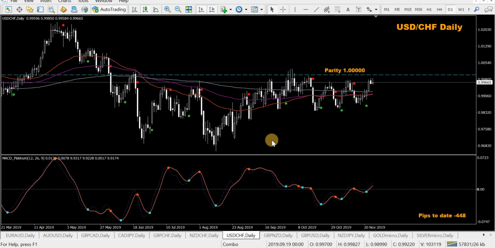Right, move right along to the USD Swiss franc. This is one pair that does my head in, as you can tell by the lack of pips on it. This blue dotted line, parity, 1.00000, which basically means every $1 US is equivalent to 1 Swiss franc. It's a big number. It's big on the Swiss franc.